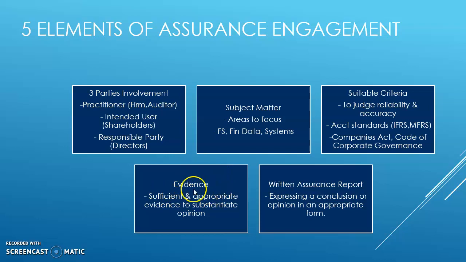And then evidence, which is sufficient and appropriate evidence to substantiate the opinion. So as the auditor, for an assurance engagement to give a reasonable opinion, you have to make sure that you get sufficient and appropriate evidence, with no limitations in collecting the data and no disagreement with the management. And then the written assurance report, which means expressing a conclusion or opinion in an appropriate form. These are all the 5 elements of assurance engagement.